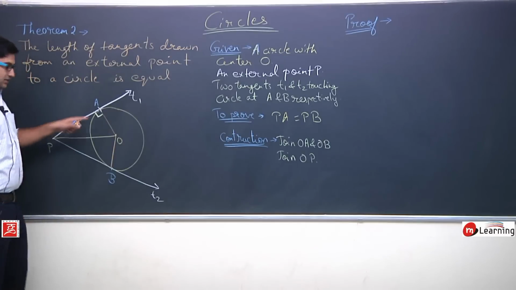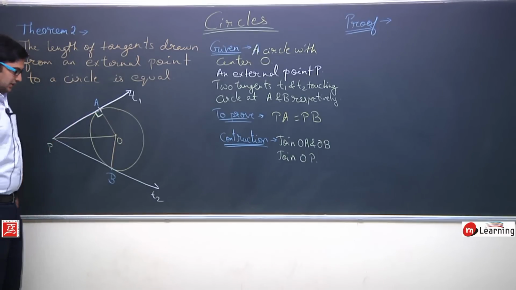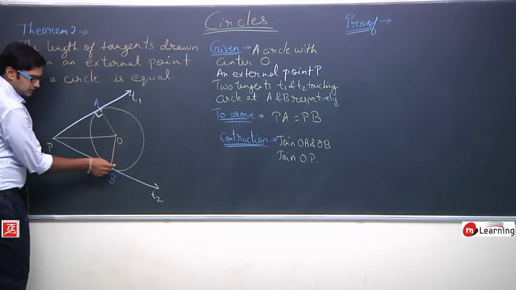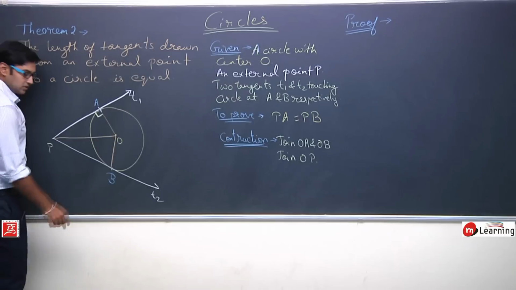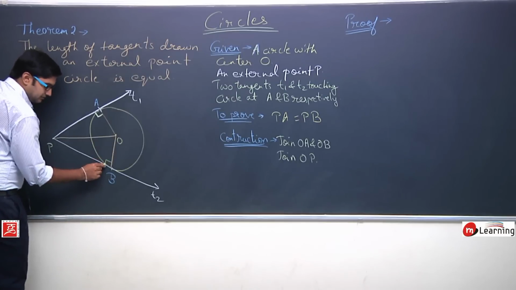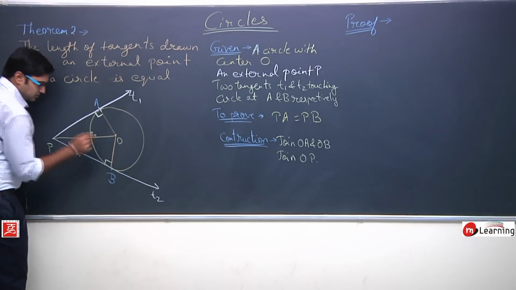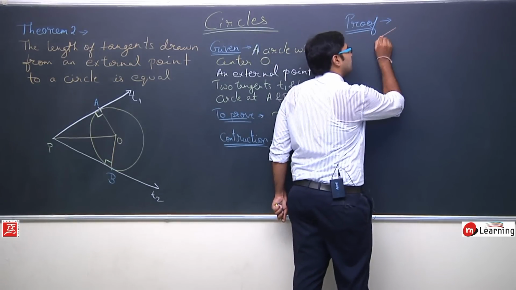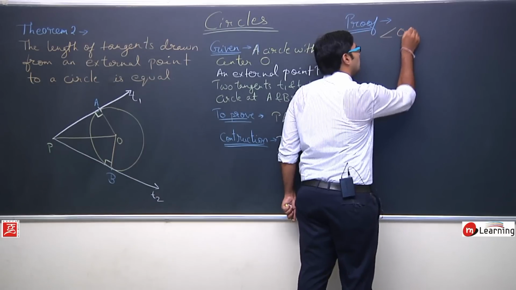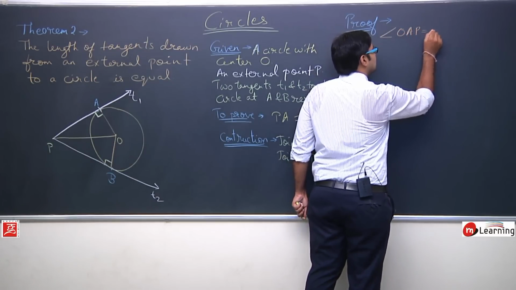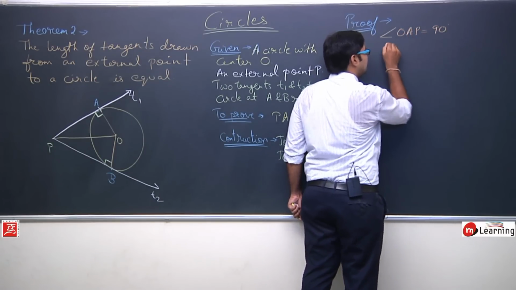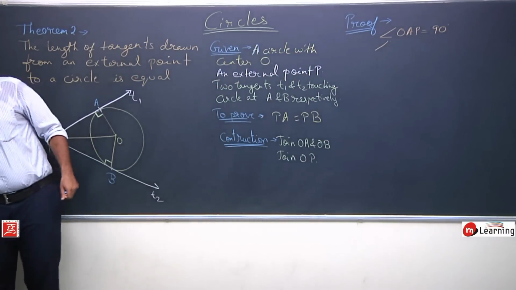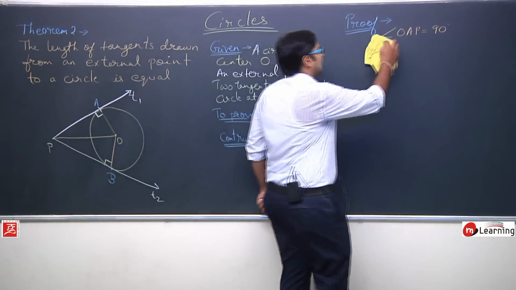Yes, obviously this angle is 90 degrees. Similarly, this OB is the radius at the point of contact with the circle, so this angle is also 90 degrees. So what I can write is angle OAP is equal to 90 degrees. Or let us write it directly. Since these two angles are 90 degrees, I can write it in this way.